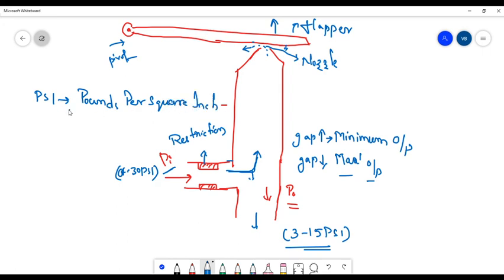So this is about the flapper nozzle mechanism. By using this mechanism, how are we going to connect to the different types of controller modes? Different types of controller modes means discontinuous and continuous. How the actions will be performed by using a flapper nozzle mechanism, we'll see in the next class. Okay, thank you.